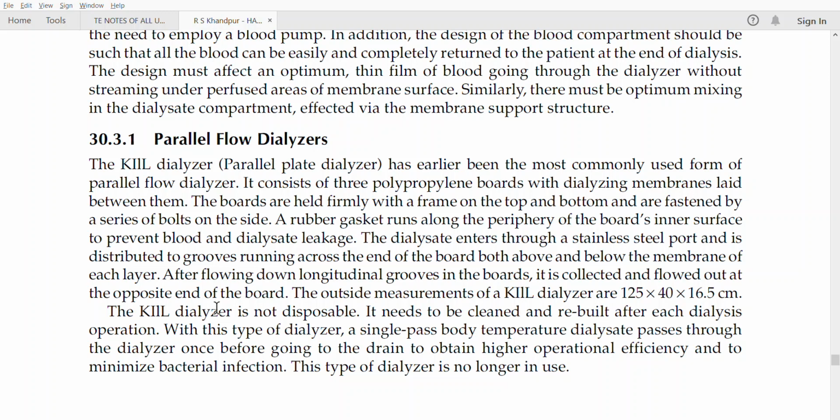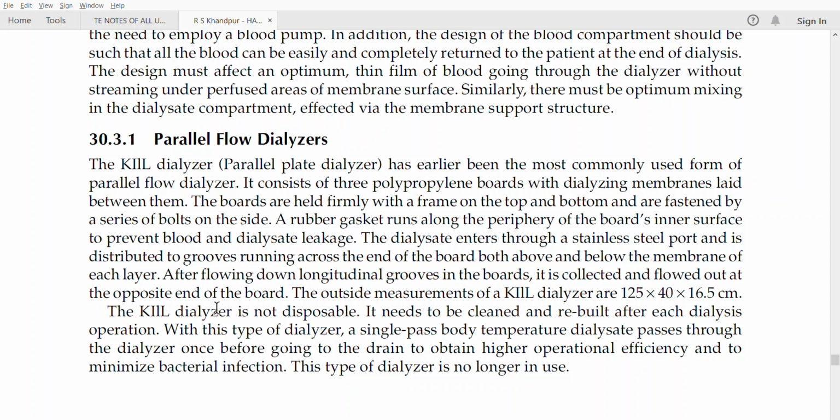The dialysate enters through a stainless steel port and is distributed to the grooves below the membrane of each layer, after flowing down the longitudinal grooves. When the blood or any fluid flows through the longitudinal grooves, the surface area for diffusion or ultrafiltration increases. So each and every product is easily transmitted because of many different effects, such as the capillarity effect and the gradient that is produced naturally. It needs to be cleaned and rebuilt after each dialysis.